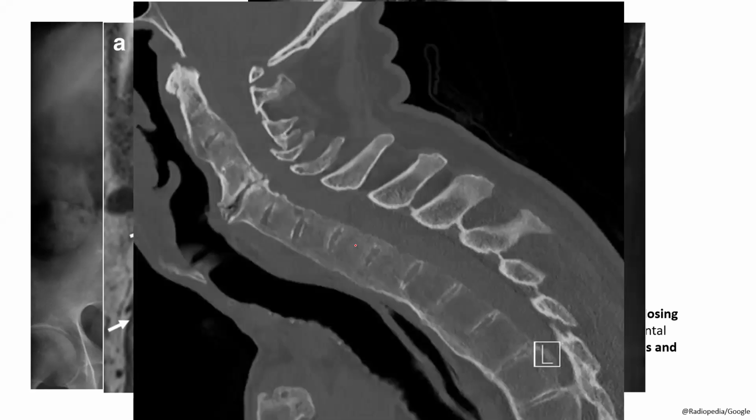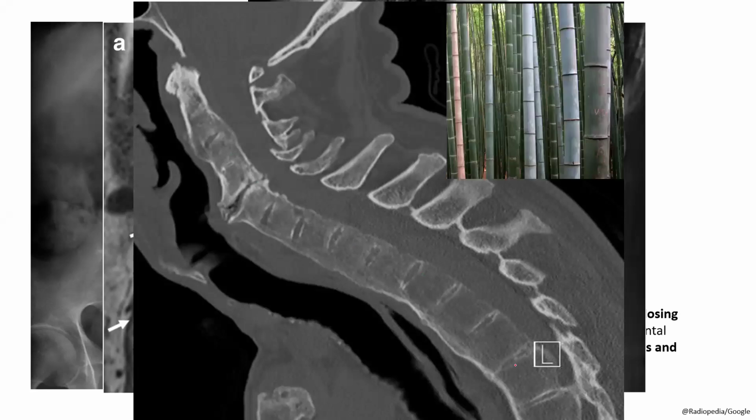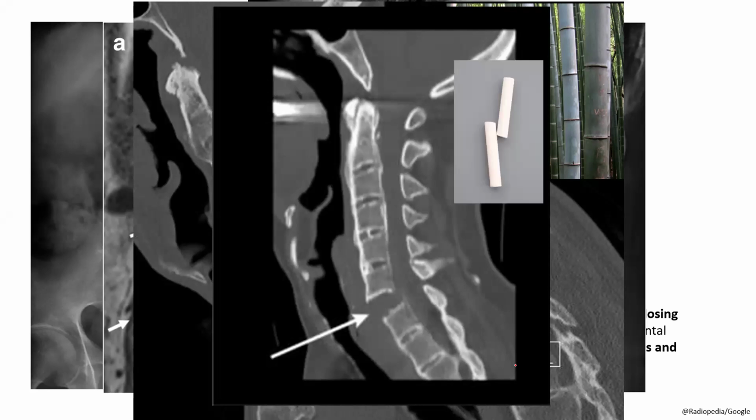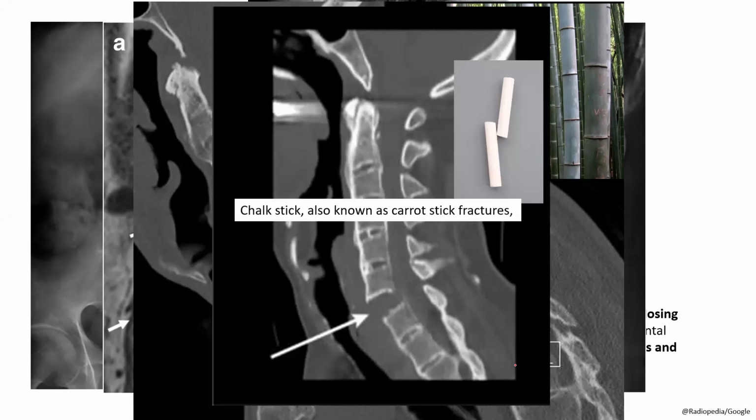In late stages, you may find complete fusion of the spine, giving bamboo spine appearance. And this kind of spine is very fragile. It can fracture very easily. And this fracture is also described by a very interesting name. So this is chalk stick fracture or carrot stick fracture.